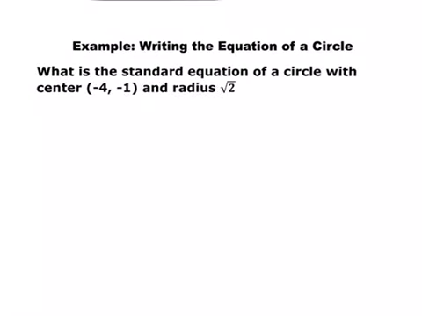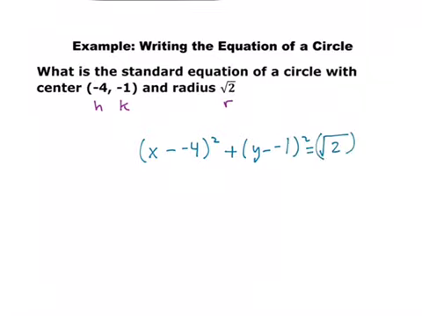Here we're doing the same thing. We want to write the standard equation of a circle with a center of -4, -1. So this is h, this is k, this is your r. So let's go ahead and plug this in to our formula. We know we have x minus h squared plus y minus k squared equals r squared.